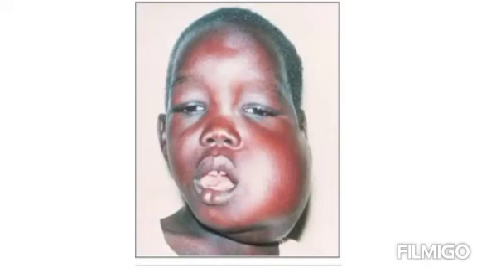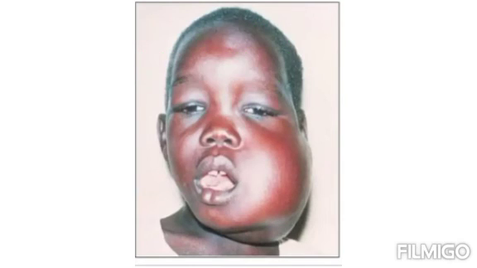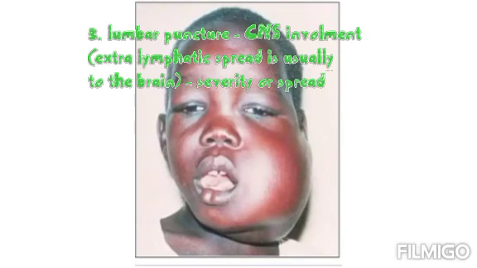Now, what are the investigations we do? If you look at that child here, you notice the jaw of the child is enlarged. That is Burkitt's lymphoma. The investigations we do are for diagnosis and staging. So, we do CT scan and PET scan. We can do bone marrow biopsy, nodal biopsy. You can do lumbar puncture to check if there is CNS involvement.